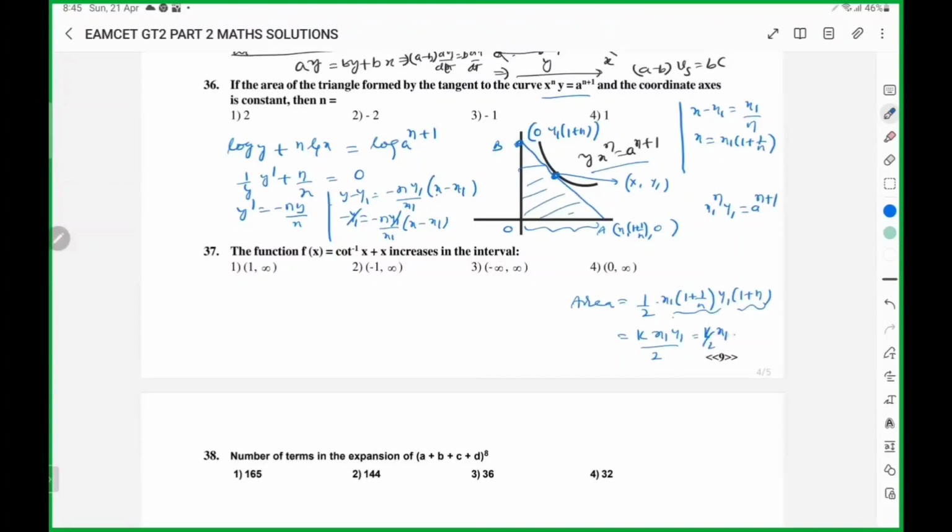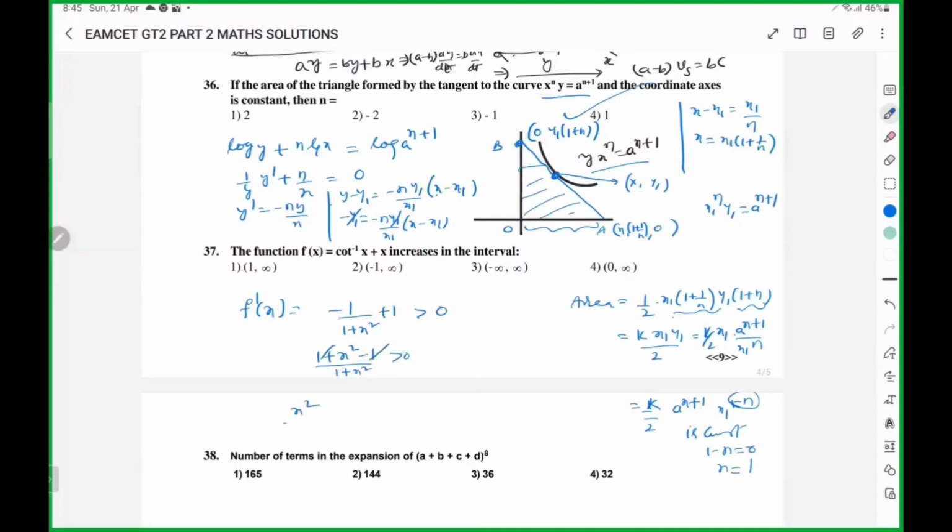x1 y1 is a power n plus 1 by x power n, which is k by 2 into a power n plus 1 x power 1 minus n. So it is constant provided 1 minus n is 0, so that is n equal to 1. The function increases in the interval means f dash x will be minus 1 by 1 plus x square plus 1 must be greater than 0. So that means x square by 1 plus x square, for all x, is positive.